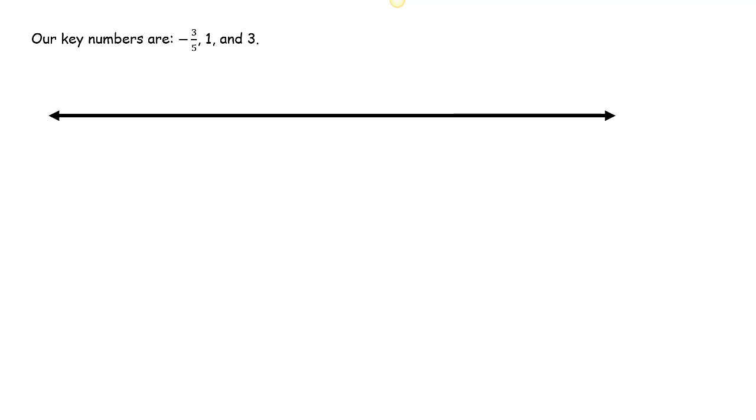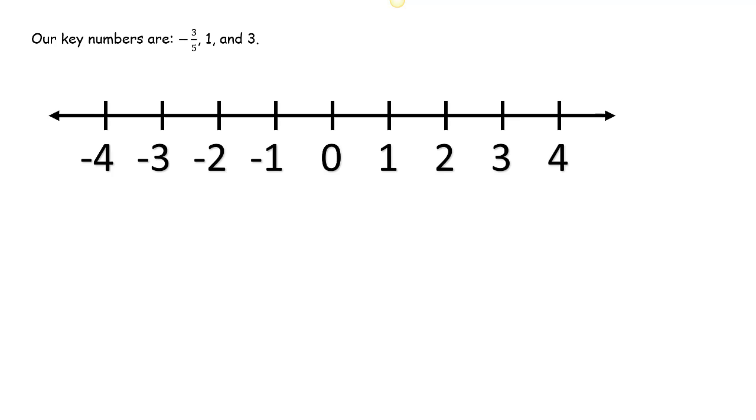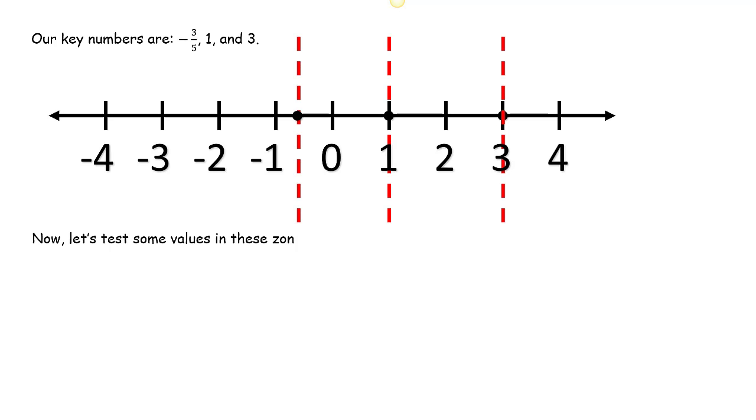So remember, we set up our number line here. So I'm going to draw a number line. And we're going to list those points. So negative 3/5 is about right there. It's somewhere between 0 and negative 1, a little bit closer to negative 1. And then we'll put a point at 1 and one at 3 as well. And then, as we've discussed in class, we divide our number line up into these zones using a line there. So now let's test some values in these zones to see if they're true or not.